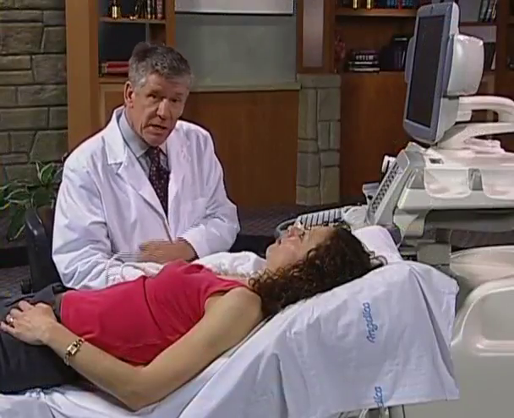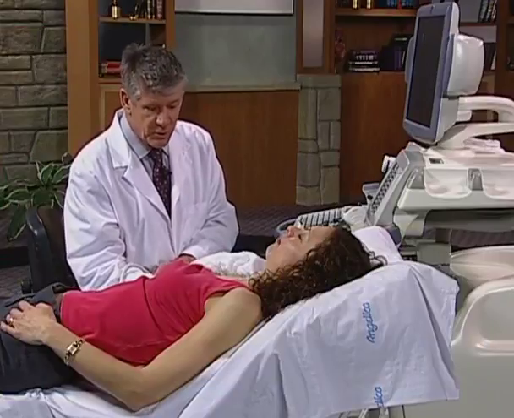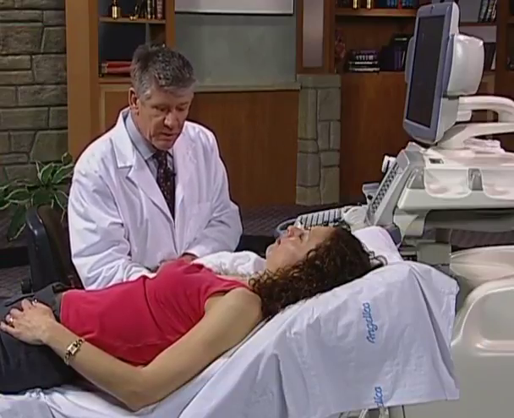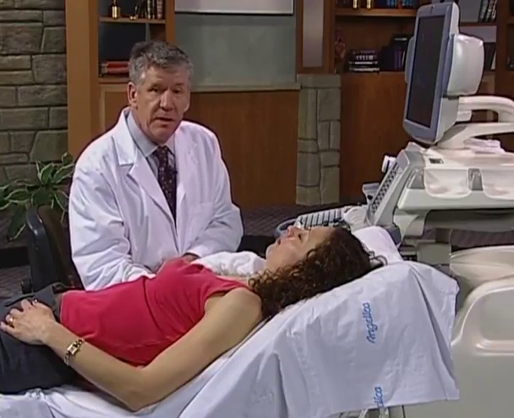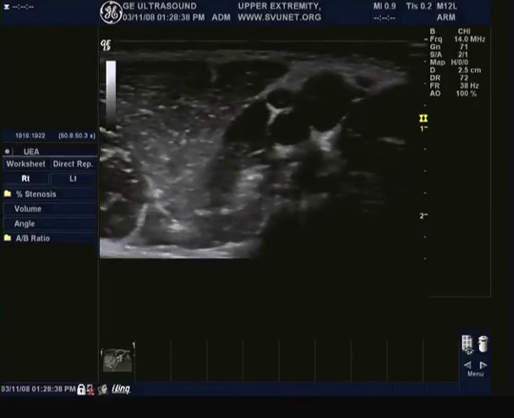So I'm sitting down now to evaluate the arm. Sometimes it's helpful to have a pillow out underneath your lap. We'll bring the arm out to the side so we can access the axillary, basilic and brachial arteries.